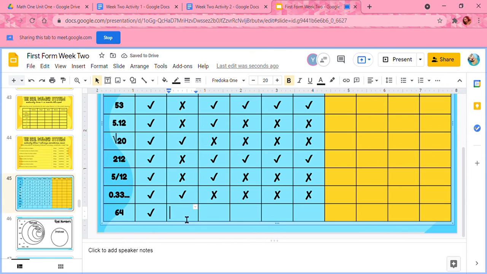64. Is 64 irrational? No, miss. Is it rational? Yes, it is. Is it an integer? Yes, miss. Yes, it is. Is it a whole number? Yes, miss. Is it a counting number? Yes, miss.